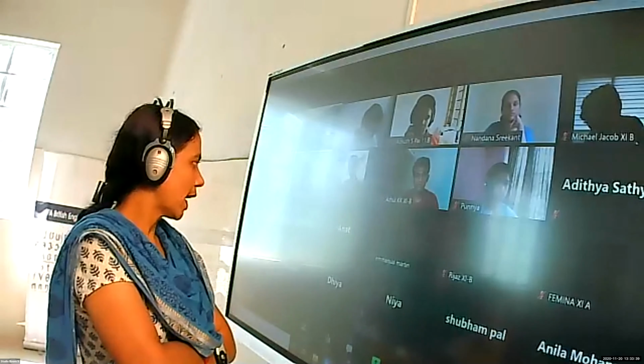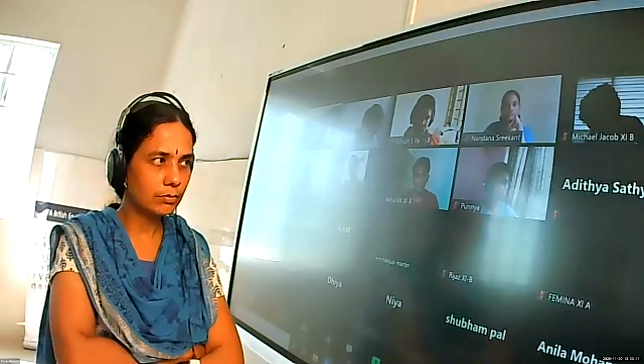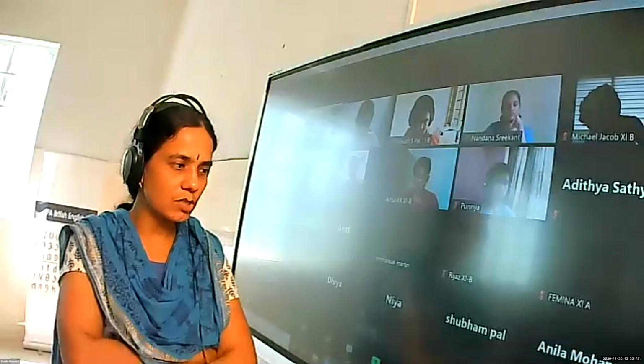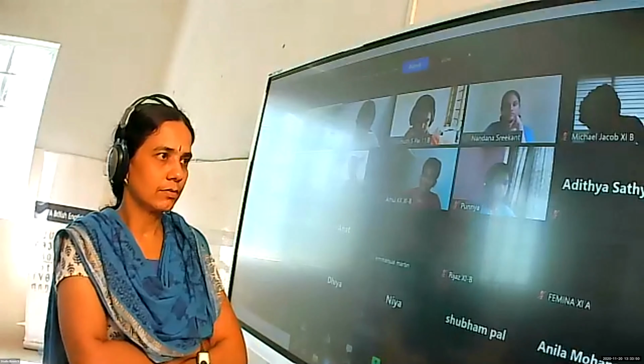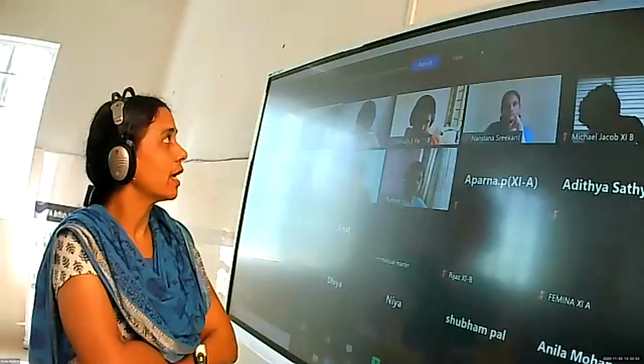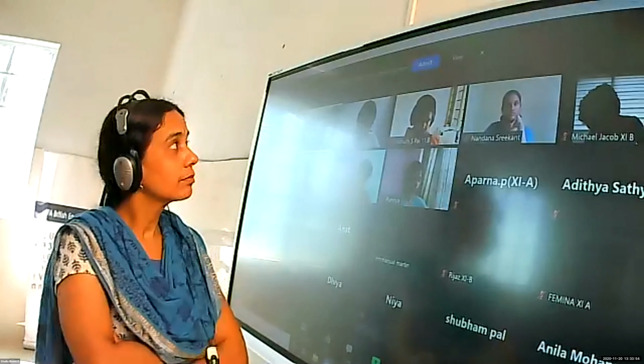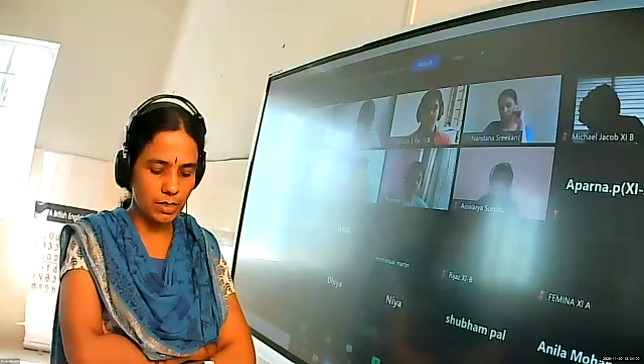What about 2a, Aishwarya? Length of the transverse axis. Yes, very good. It is the length of the transverse axis. Punya, what about 2b? Length of the conjugate axis. Very good. It is the length of the conjugate axis.